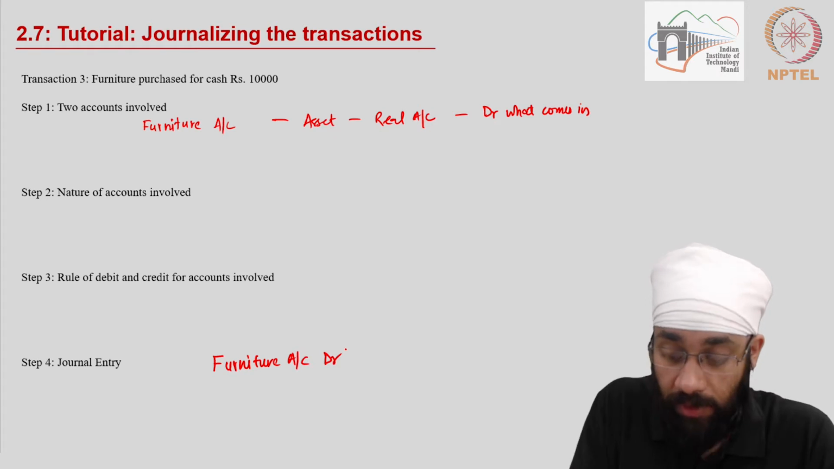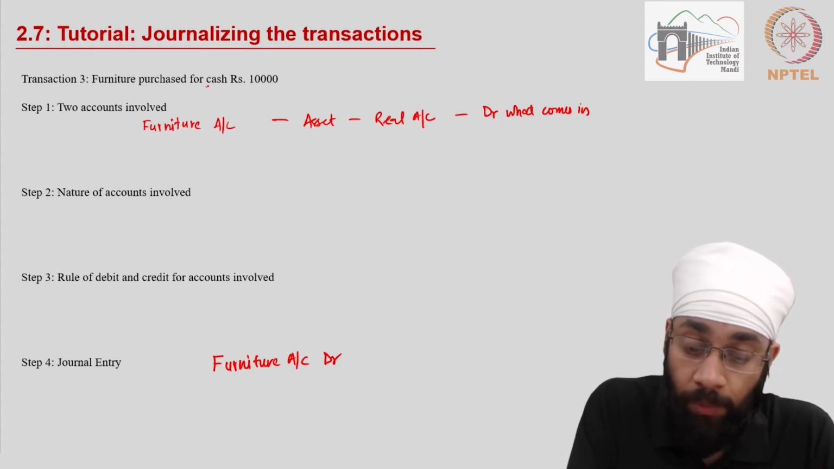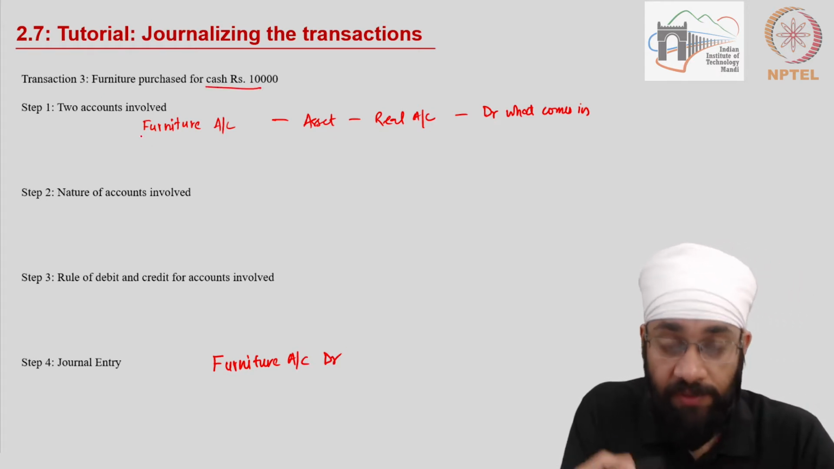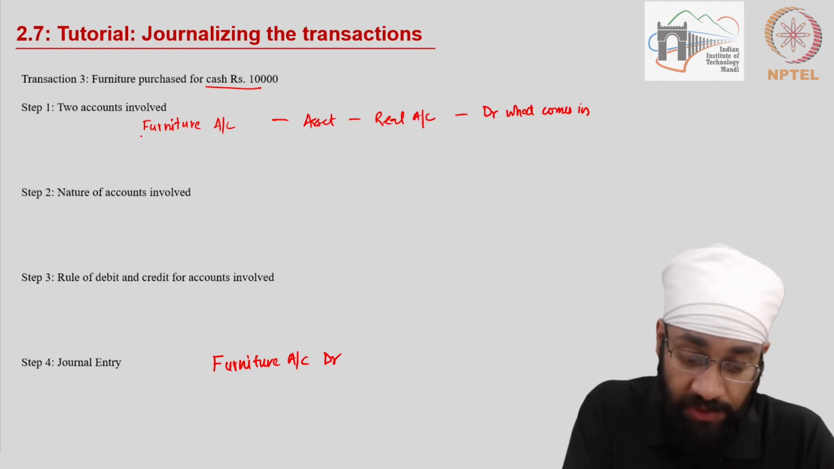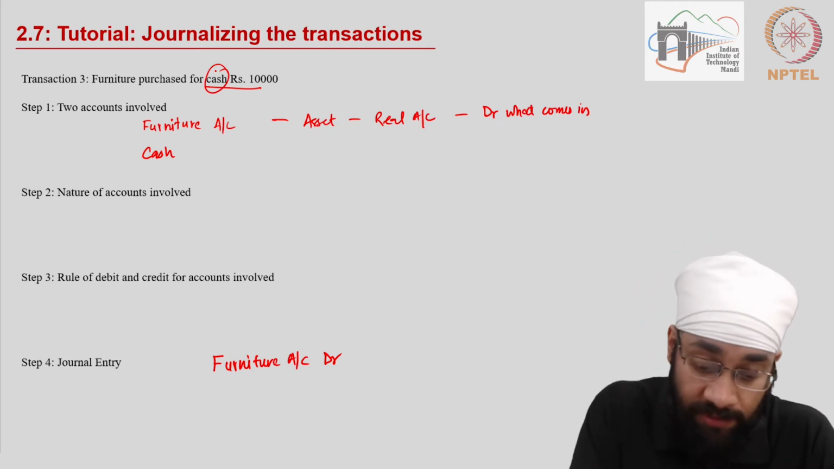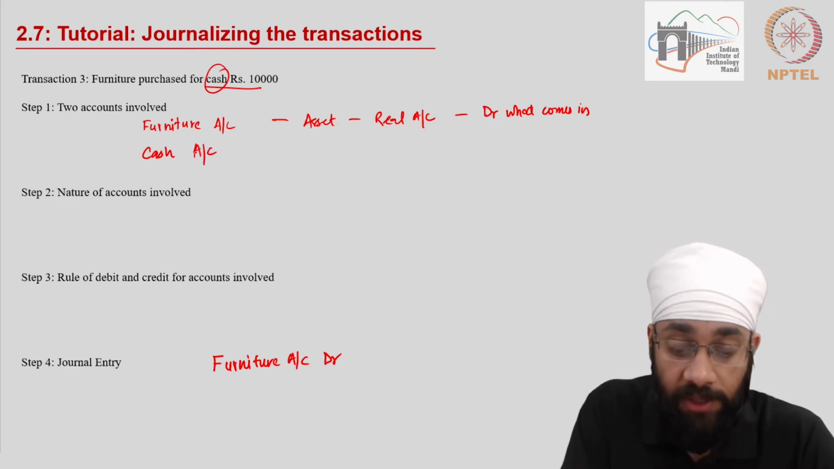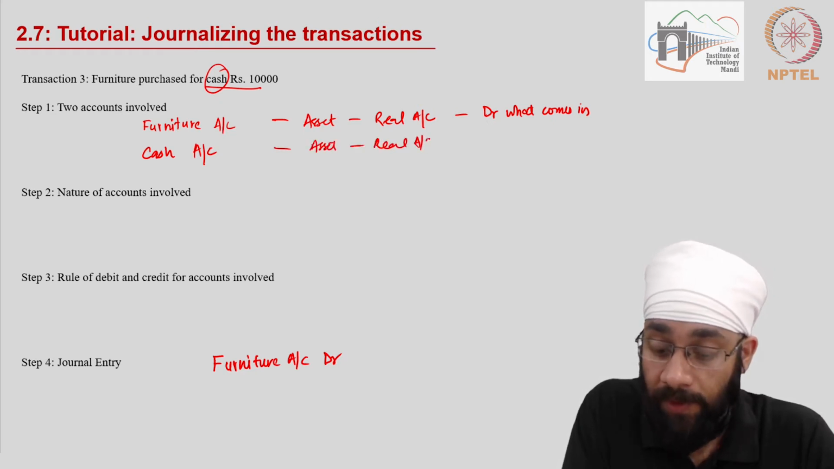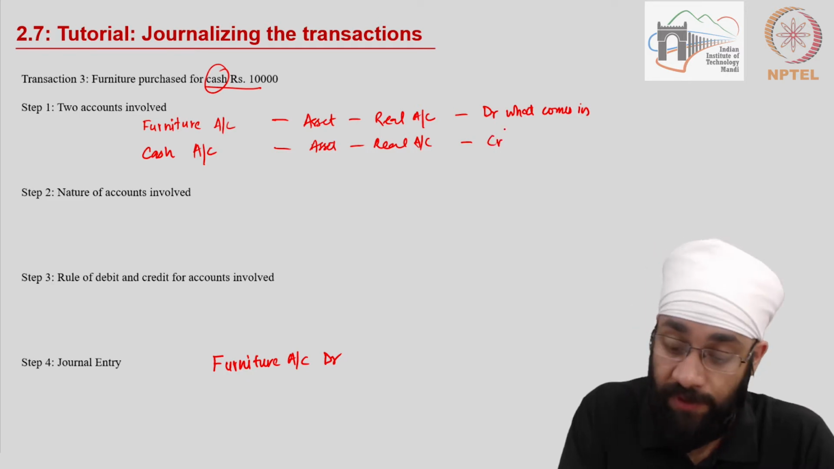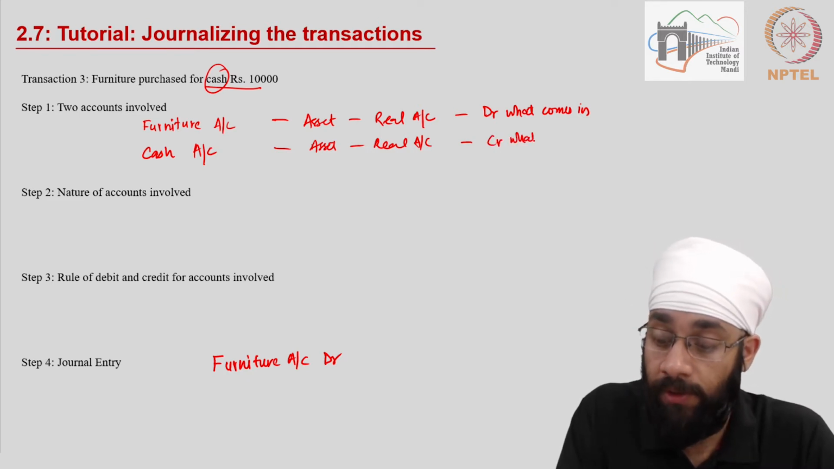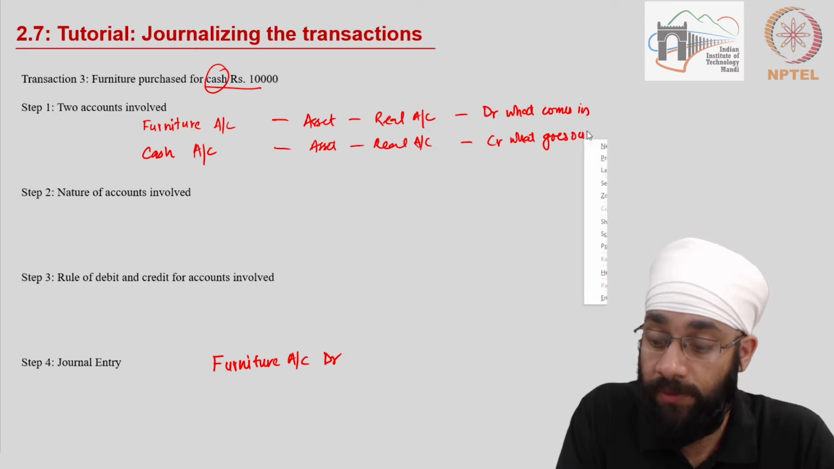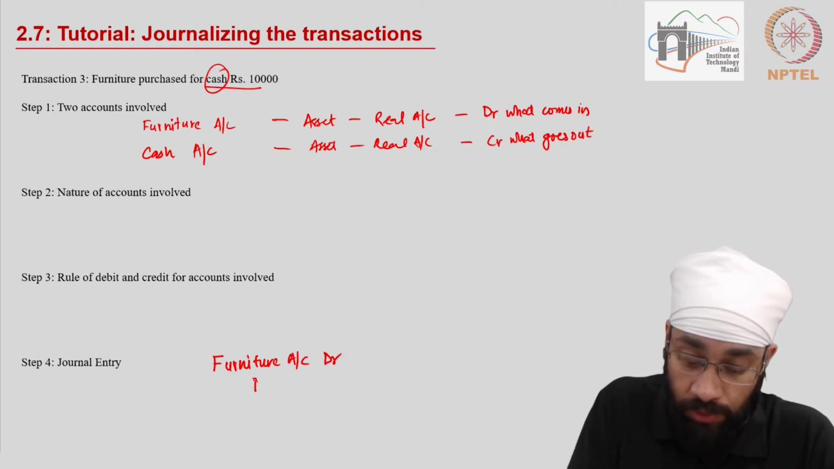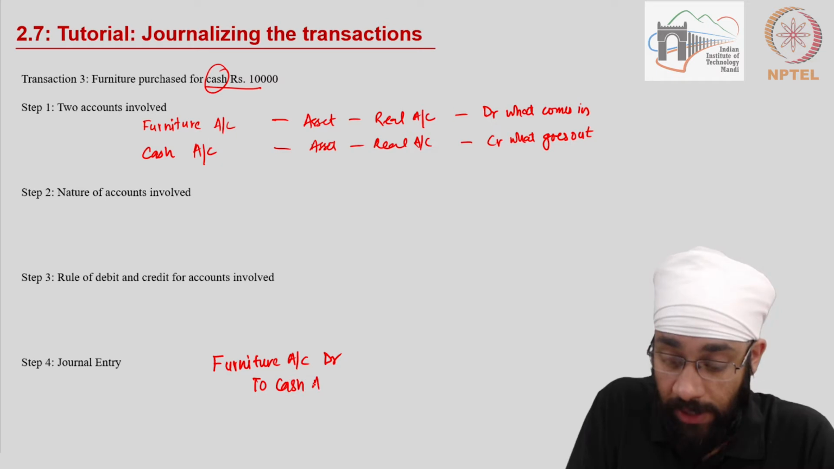account debit. Already done. You pay for it in cash, and in this video I'm going to take the transactions at their face value, in the sense that it says cash. I'm going to use the cash account, not the bank account here. So cash again is an asset, it is a real account, and cash is going out in exchange for furniture. So credit what goes out. There you go. So, to cash account.